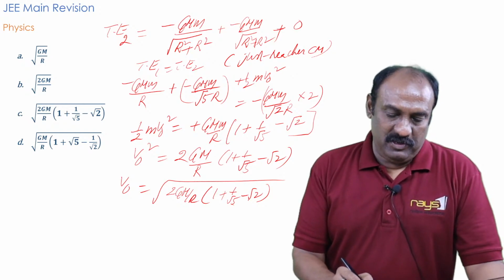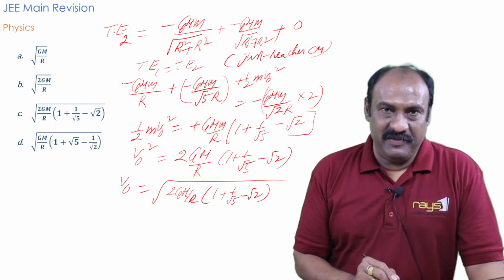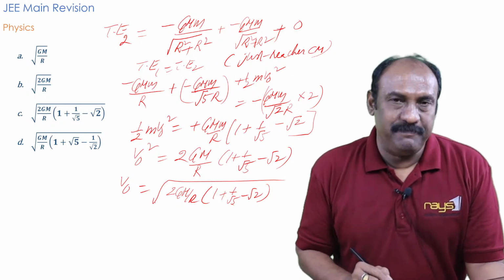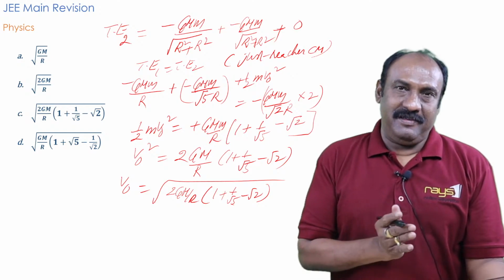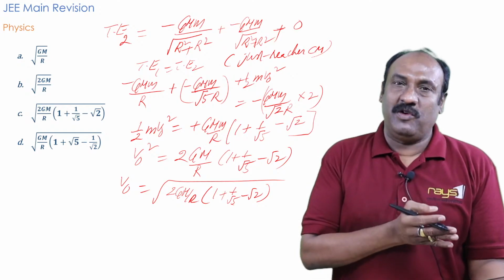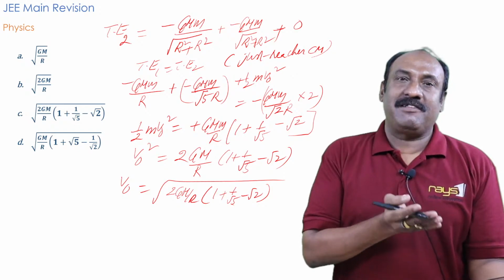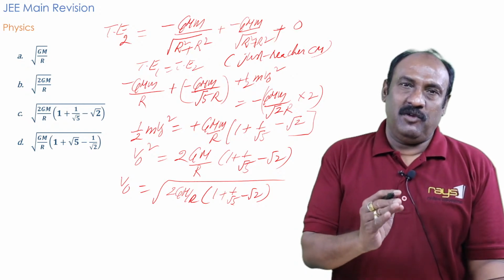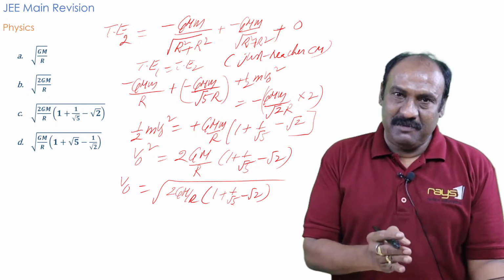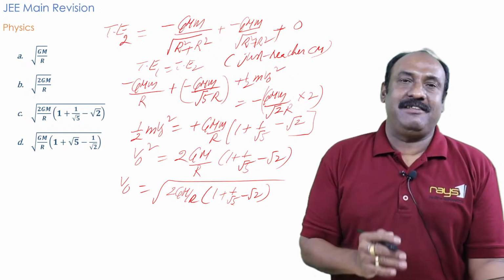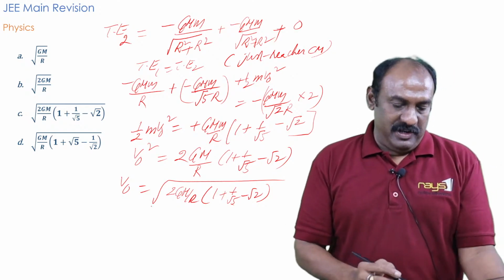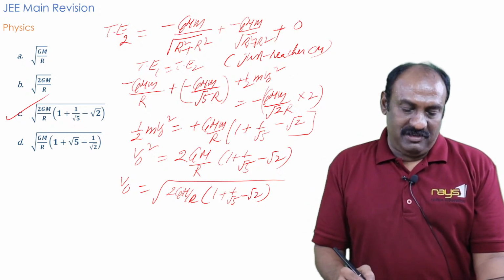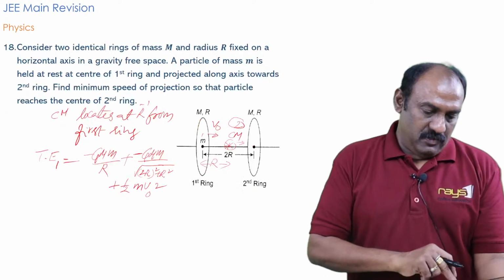Okay. So, due to that, here I considered the law of conservation of energy at the point of projection and the final point of reaching of this body. At the point of projection it has potential energy due to first ring plus potential energy due to second ring plus kinetic energy of the projected body. At center of mass position it has only potential energy due to first ring plus potential energy due to second ring, but kinetic energy becomes 0. So, after calculation we get v naught as root of 2GM by r into 1 plus 1 by root 5 minus root 2, which is the answer for question number 18.